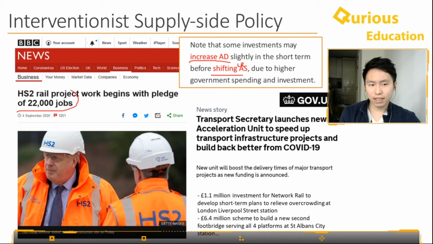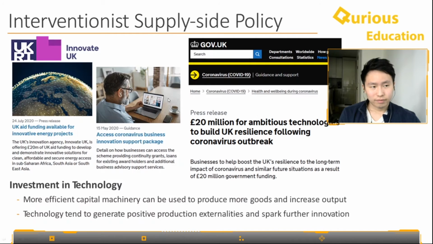In this case, the HS2 rail project has increased the demand for labor by 22,000 jobs, which is always good for the economy, especially during this time of the coronavirus. And we can see all of this investment is always going on in the background. So more investment for national rail, more investment in all of these footbridges and all of that stuff. Okay, so infrastructure is a big part of interventionist supply side policy.